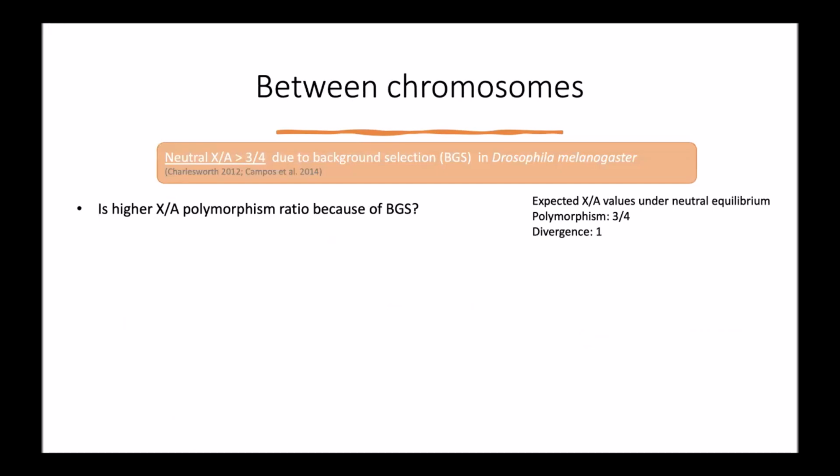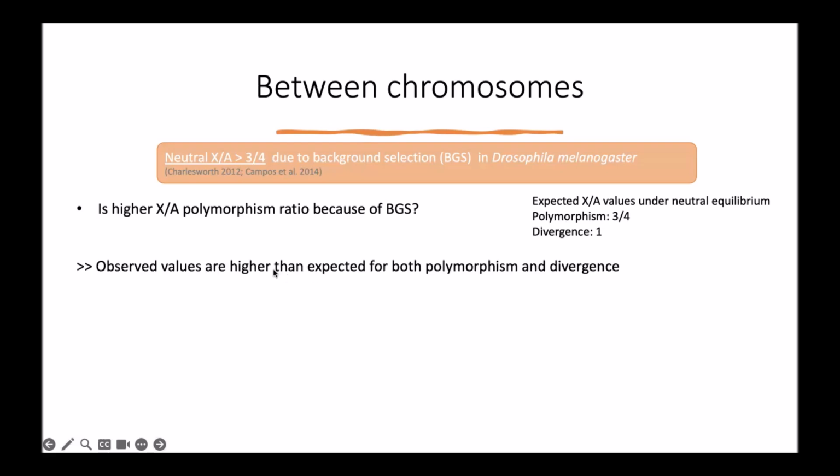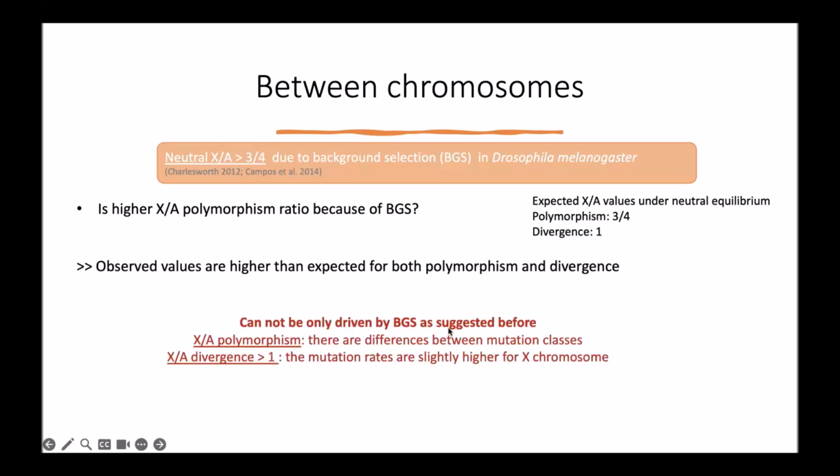Let's move on to the between-chromosome comparison. Since we observe there is an effect, something affecting both of these chromosomes, we wanted to check whether the previous interpretation holds, that this higher than expected ratio is because of background selection. These are the values expected under neutral equilibrium for polymorphism and divergence. But our observed values were high for both the polymorphism and divergence estimates. And this cannot be caused by background selection as suggested before.